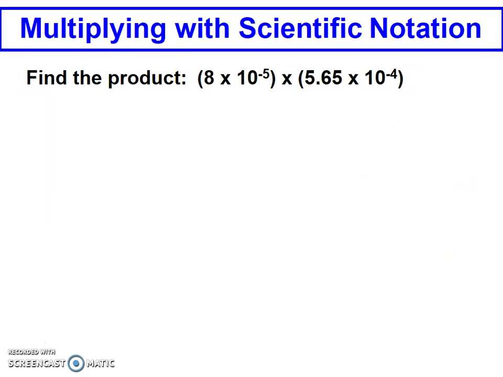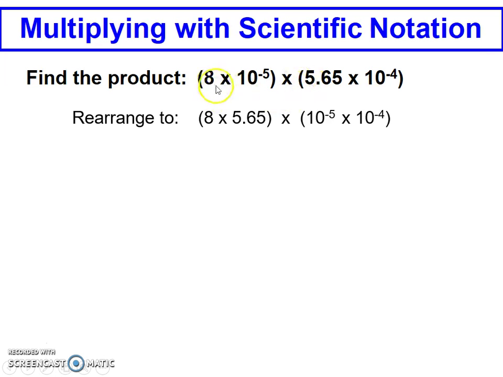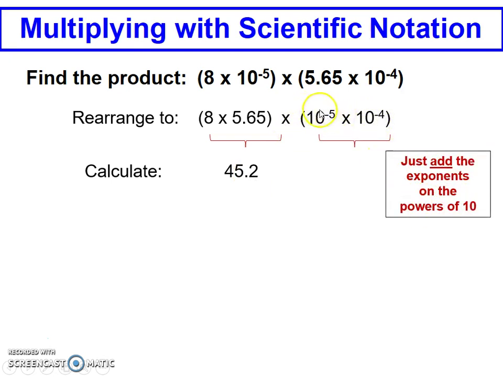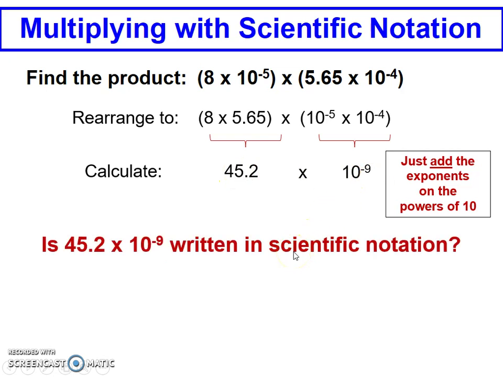All right, let's try one more. So 8 times 10 to the negative fifth times 5.65 times 10 to the negative fourth. Okay, in this case, we have negative exponents, but that doesn't change anything about the way that we calculate our values. We're still going to rearrange it so that the numbers in front are together and then the powers of 10 are together. 8 times 5.65 gives me 45.2. 10 to the negative fifth times 10 to the negative fourth. When we add those exponents together, negative 5 plus negative 4 makes a total of negative 9. Now that we've done that calculating, we have to check again, is our answer in scientific notation?